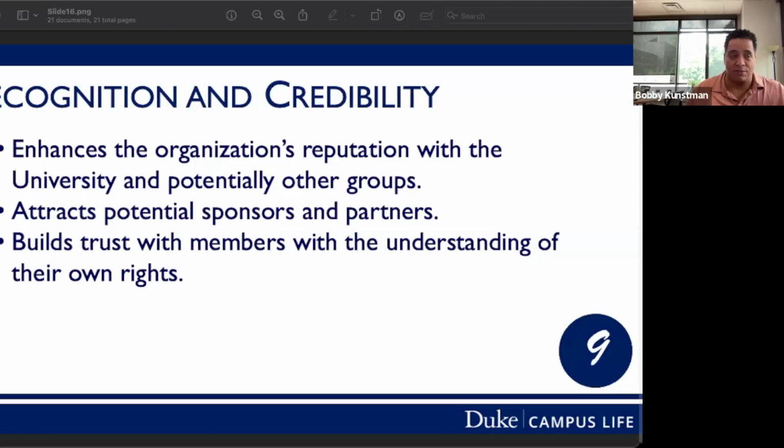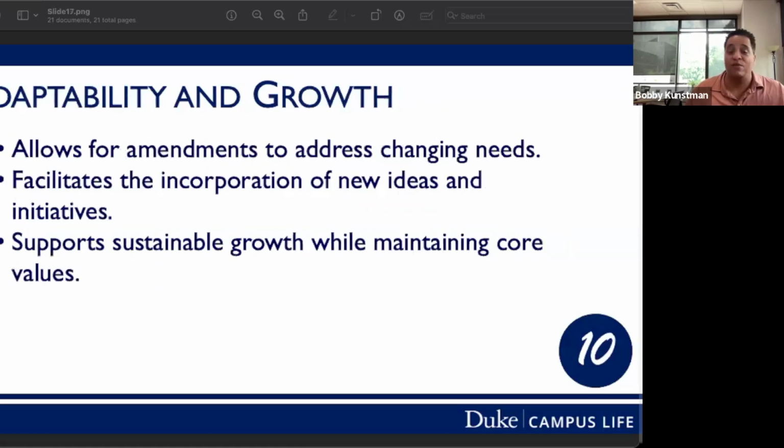The 10th one is really centered on adaptability and growth. So as you think about your constitution, we ask for y'all to keep thought about what might be sections that allow for amendments to your governing documents.